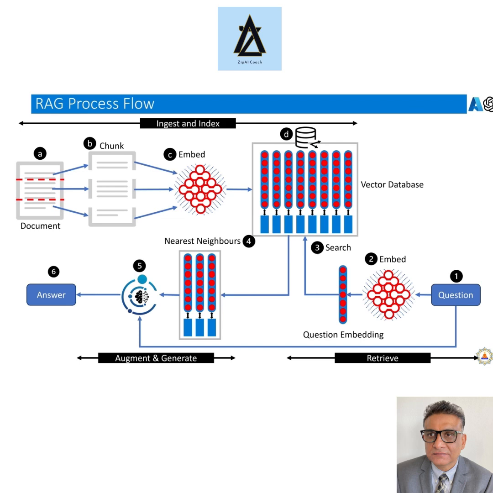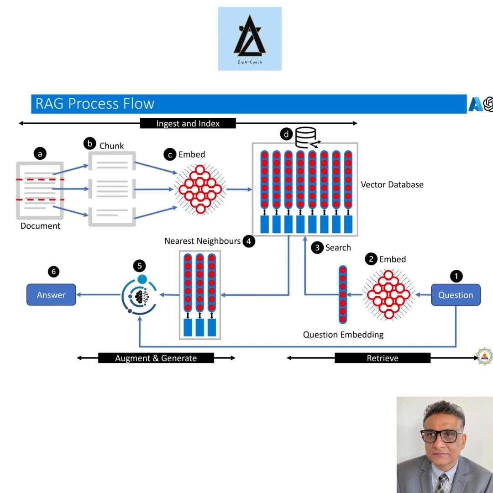Now, why do we have to chunk? Because every model has a token limitation, so you need to really select only that set of data or a chunk which has the content that you are looking for, and also it overcomes the limitation of the context window.